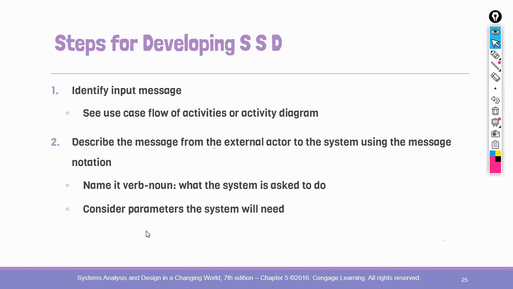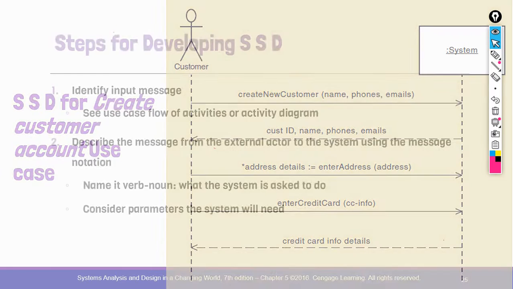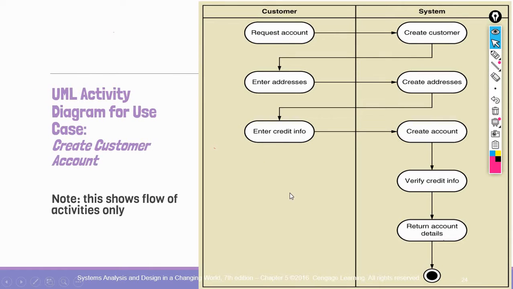An SSD is usually used in conjunction with the use case descriptions to help document the details of a single use case or scenario within a use case. To develop an SSD, it is useful to have a detailed description of the use case, either in fully developed form or as an activity diagram. Like this one.